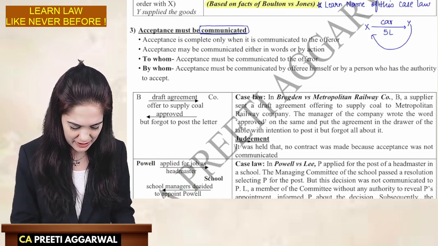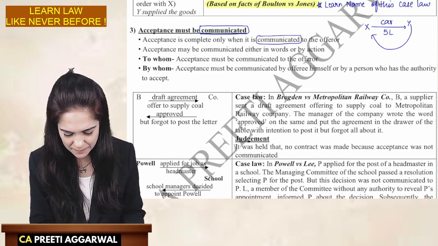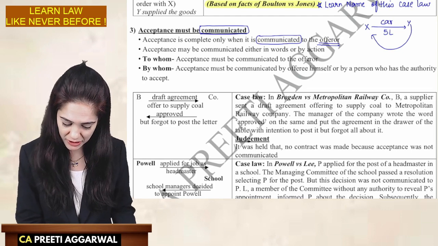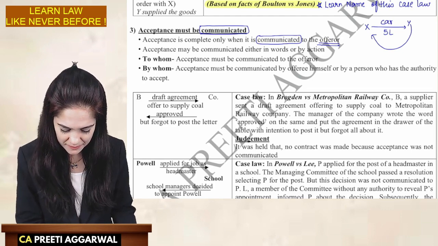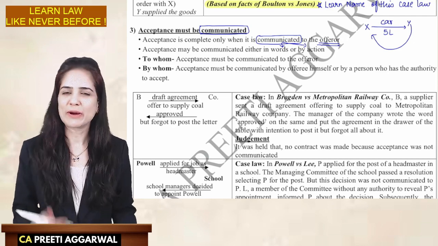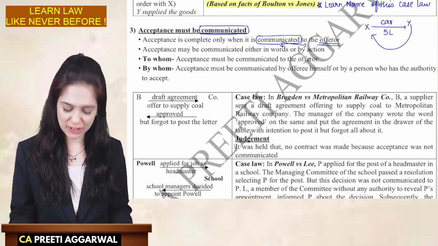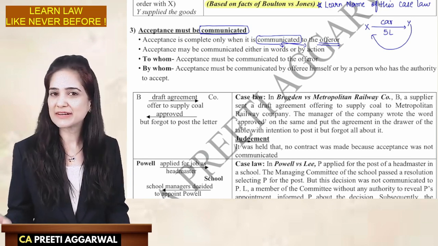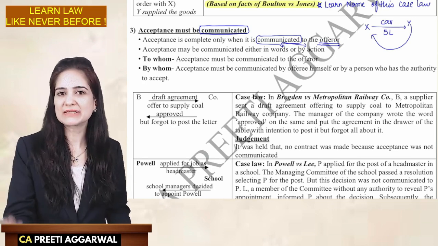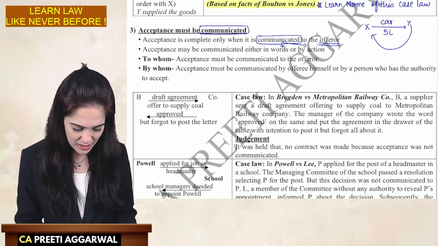Acceptance is complete only when it is properly communicated to the offerer. It may be communicated either by words or by action. So by words, it may be by letters, email, fax, face-to-face communication. By conduct, it may be action like boarding a bus, striking of hammer, Carlill versus Carbolic Smoke Ball.